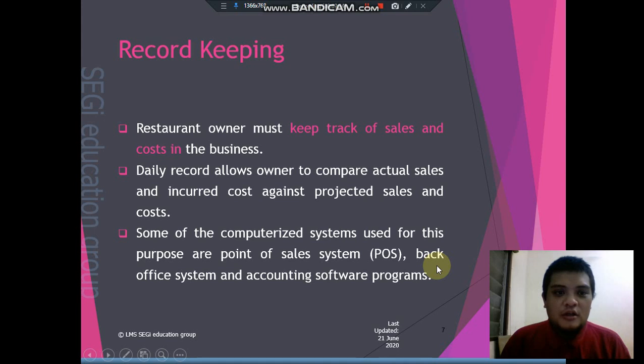And record keeping, you should keep track of all the sales and costs in the book so that you can compare actual sales and also incurred costs against your projected sales and costs. So you will compare well when you have the proper record.